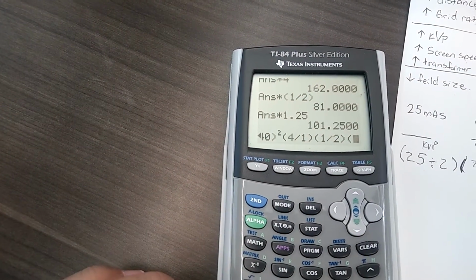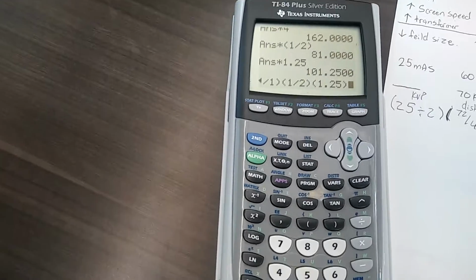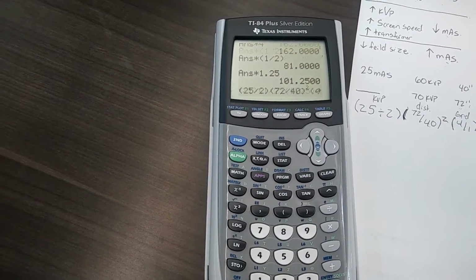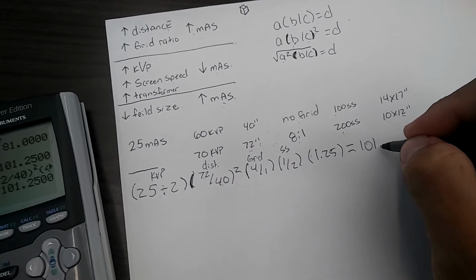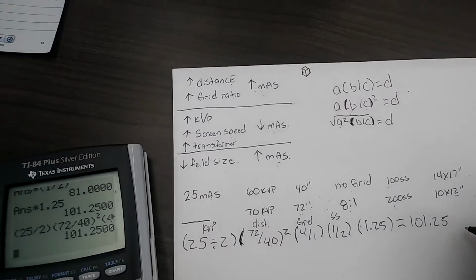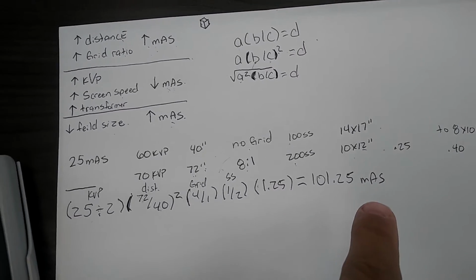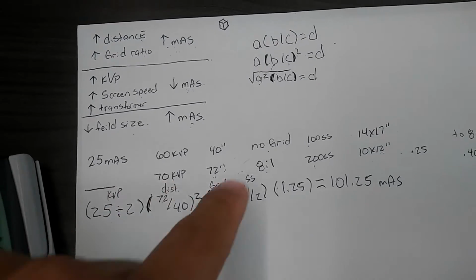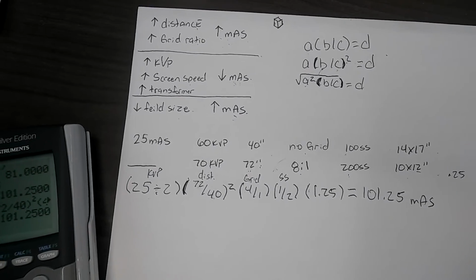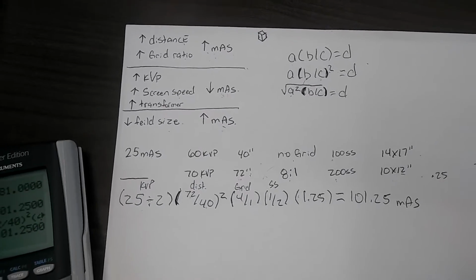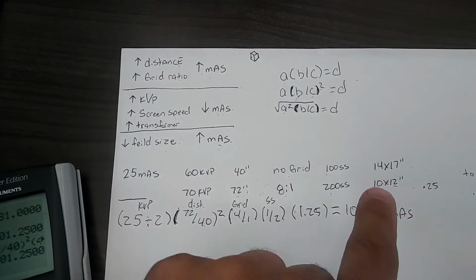So let me put this inside here. Times 1.25 in parentheses. And here it comes. Are you guys ready? Bam. Oh, there's the mass: 101.25 mass. And that's it. I know that looks complicated, but it's really not once you understand it. I can do this in about a minute, maybe not even that. I put it in my calculator and write it as fast as I can, because I understand what needs to happen here.